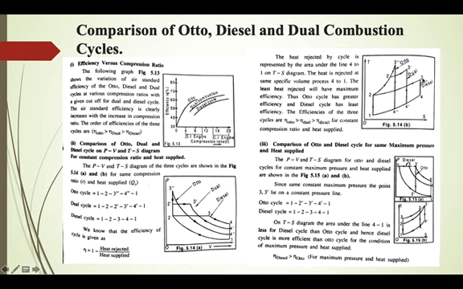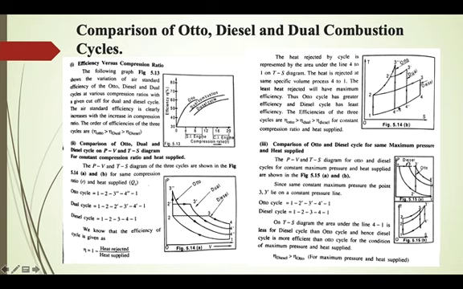So 2 to 3 is the heat added over here. Then 1, 2, 3 double dash, 4 double dash. So 2 to 3 dash is the heat added in the Otto cycle. Then 1, 2, 2 dash, 3 dash, 4 dash, 1 is the dual cycle. Heat addition is 2 to 2 dash and 2 dash to 3 dash. Now heat added is the same for all the cycles.